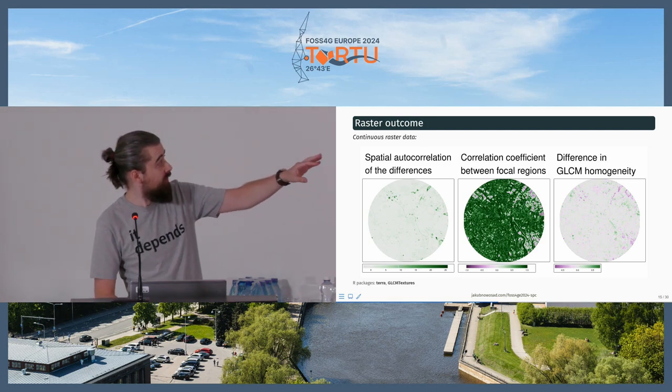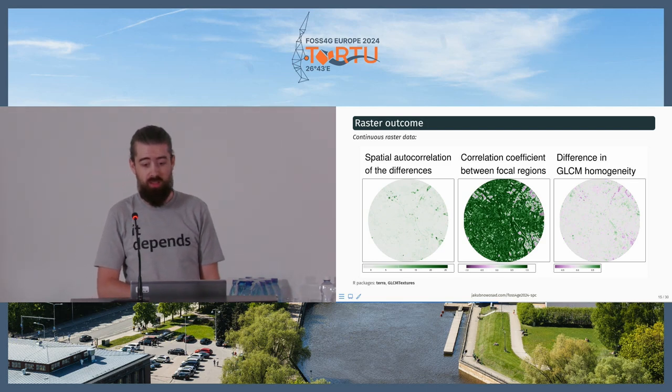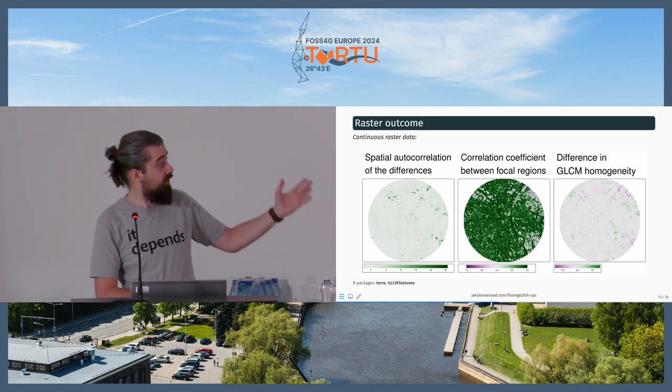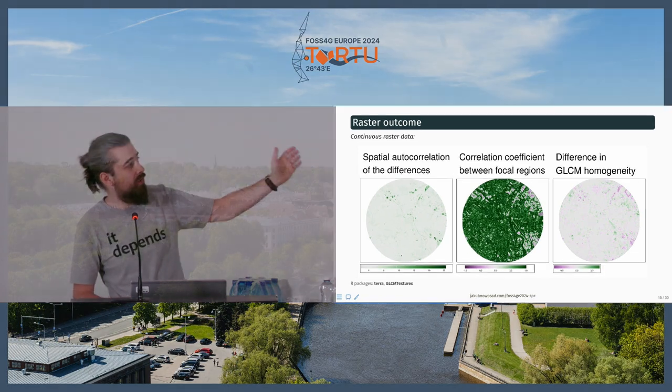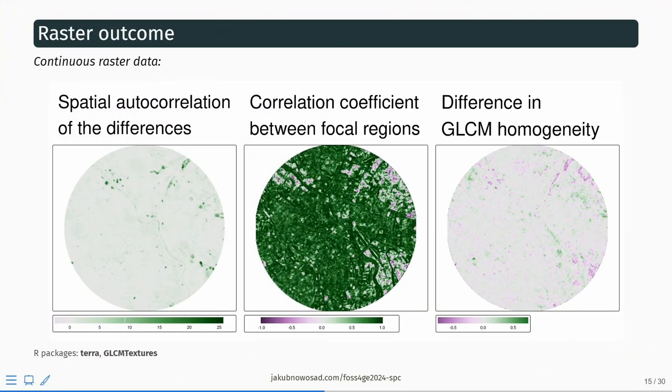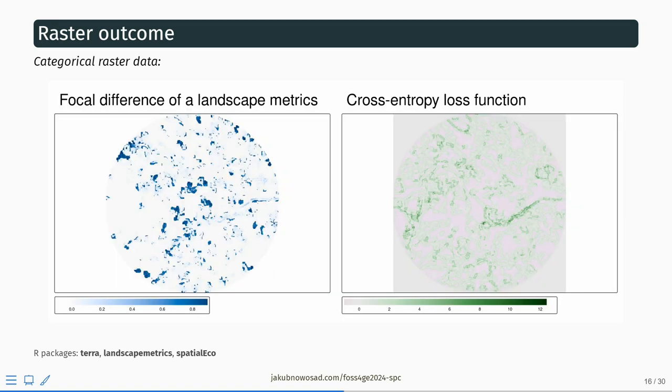And you can see that this gives us a slightly different story, and this is maybe a spoiler alert, but this is probably one of the main outcomes I wanted to show you, that usually those methods will give us slightly different stories. So those were for continuous rasters. Now let's go back to categorical rasters.